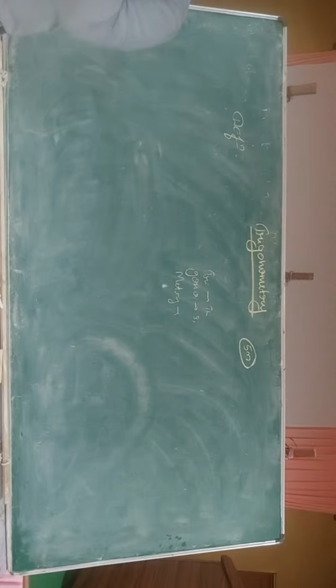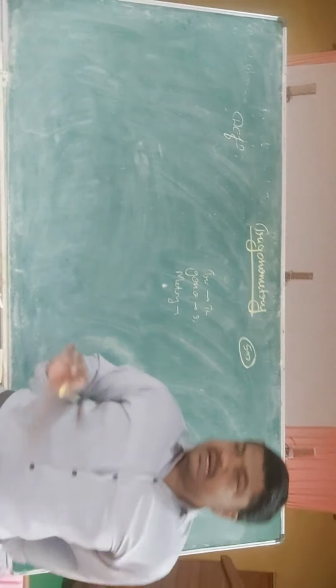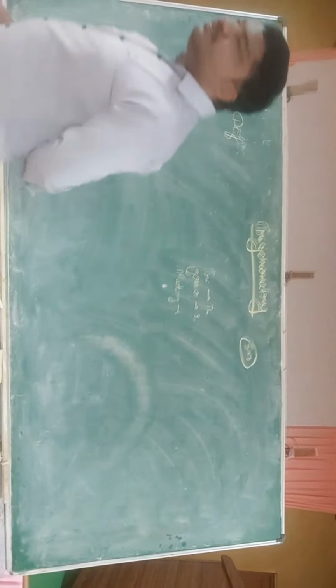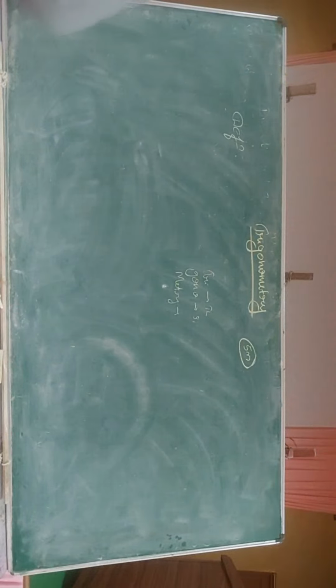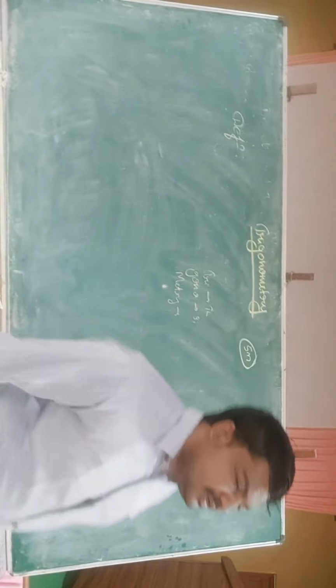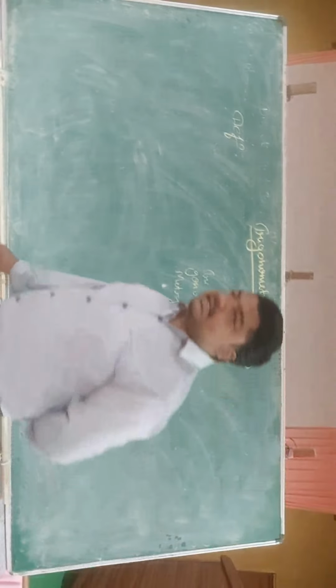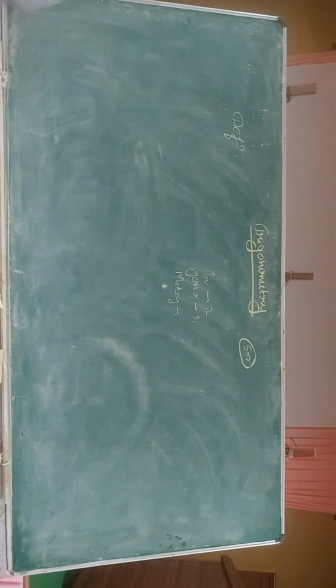Or, write one more definition. Trigonometry is a branch of mathematics which deals with the study of relationship between sides and angles of a triangle.